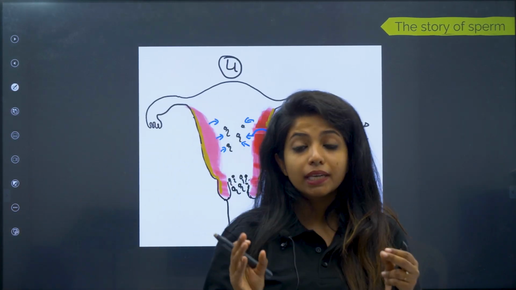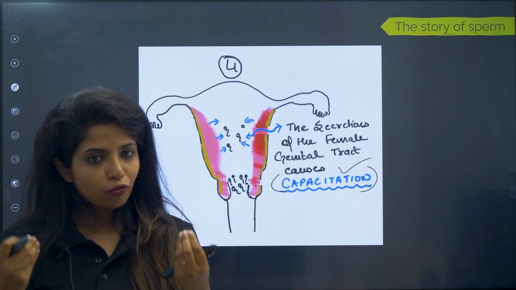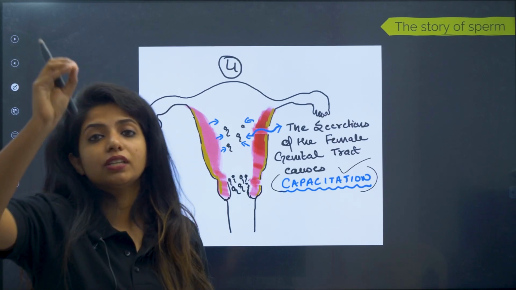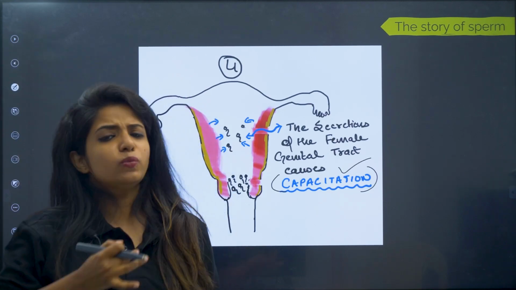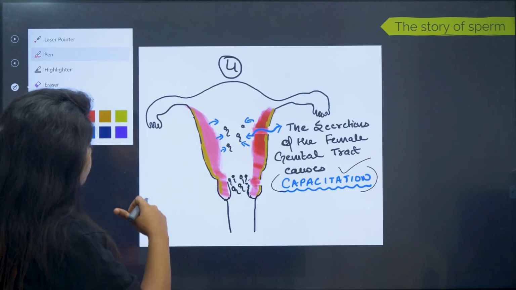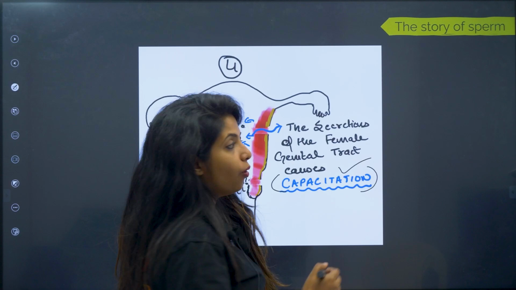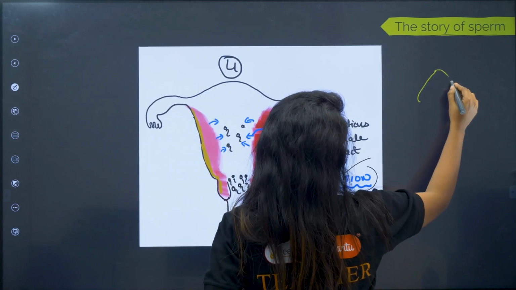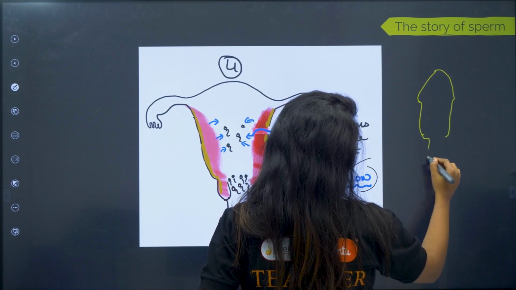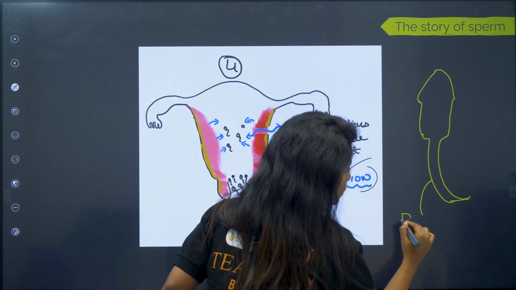Capacitation means you're making the sperm able to fertilize the ovum. You're making certain changes in the sperm that could help the sperm get near the ovum and fertilize it. What kind of changes could that be? For example, you know that the whole sperm body is covered by what? Any guesses, guys? Remember, we studied the plasma membrane.